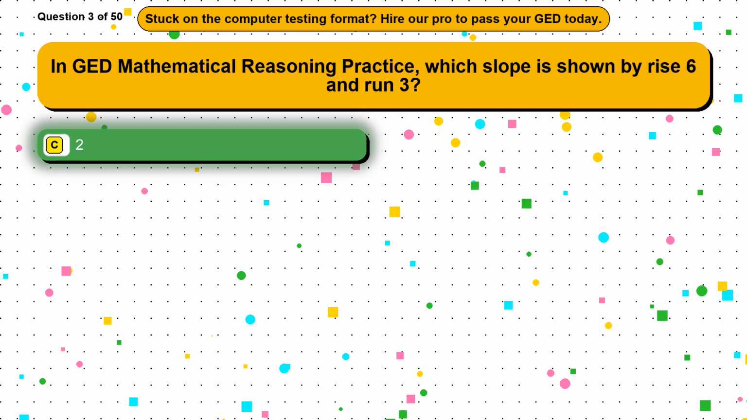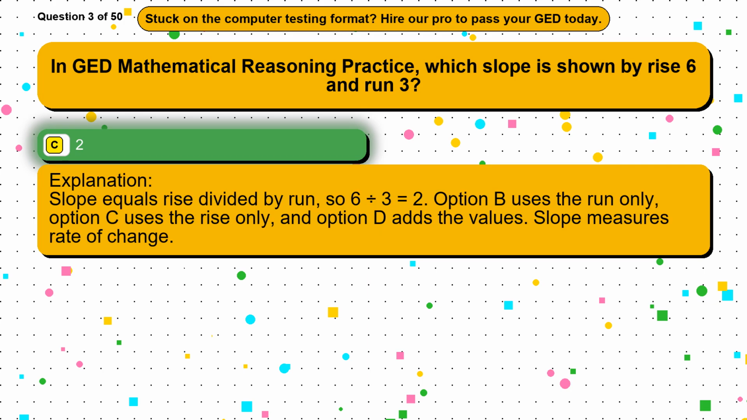2. Slope equals rise divided by run, so 6 divided by 3 equals 2. Option B uses the run only, option C uses the rise only, and option D adds the values. Slope measures rate of change.